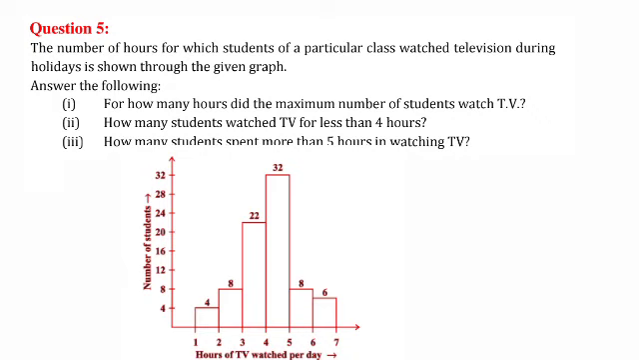Fifth question, the number of hours for which students of a particular class watch television during holidays is shown through the given graph. Answer the following. First one, for how many hours did the maximum number of students watch TV? Second, how many students watch TV for less than 4 hours? Third, how many students spent more than 5 hours watching TV? We have to observe the graph and answer this.